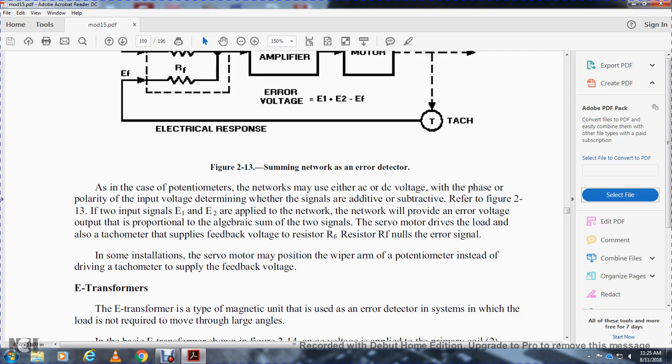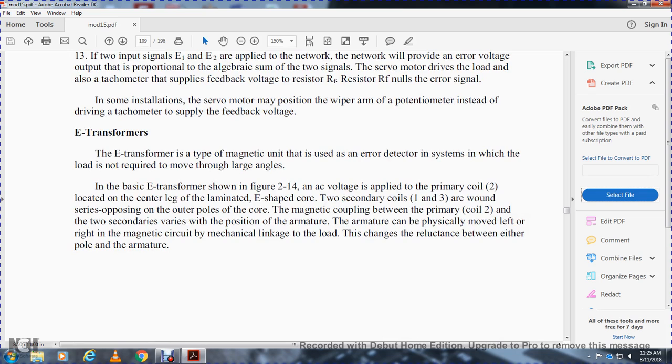The servo motor drives the load, with the tachometer supplying the feedback voltage. Frequency null for the error signal. In some installations, servo motors may position the wiper arm of the potentiometer, but instead of the drive and the tachometer, it supplies the feedback voltage.